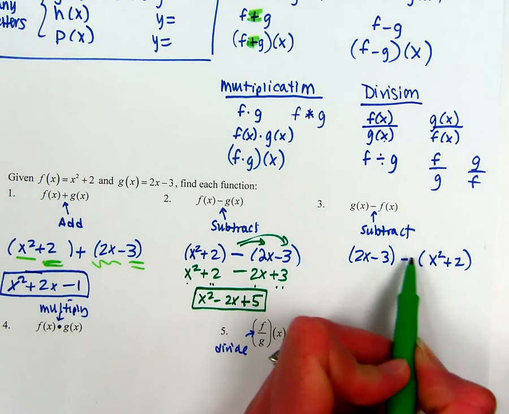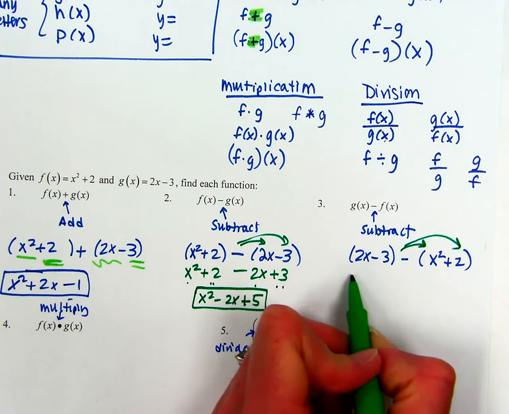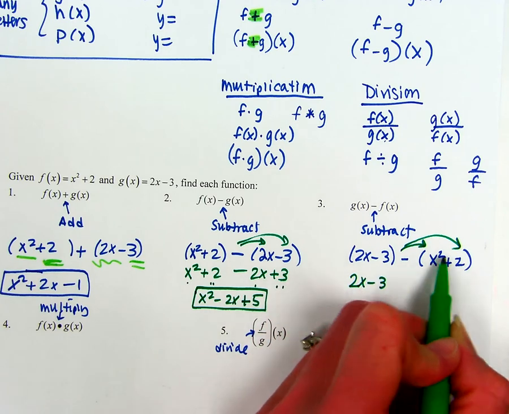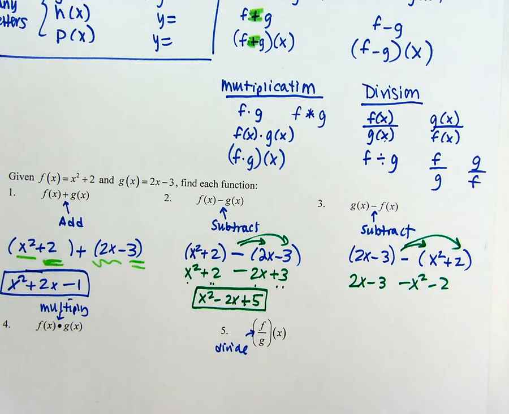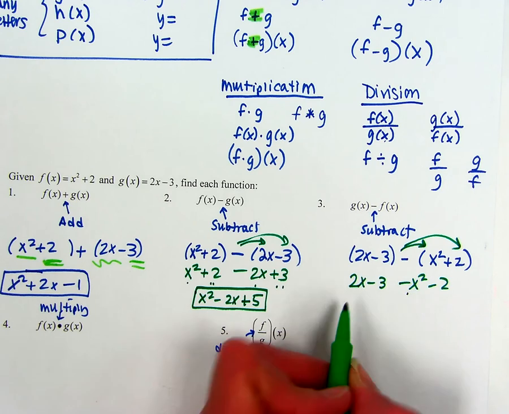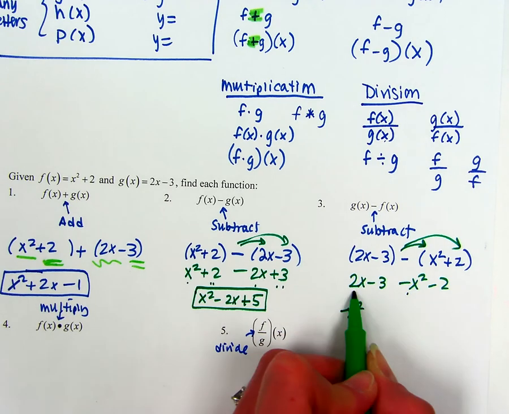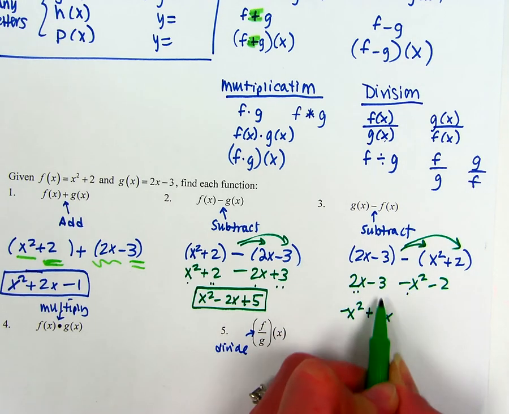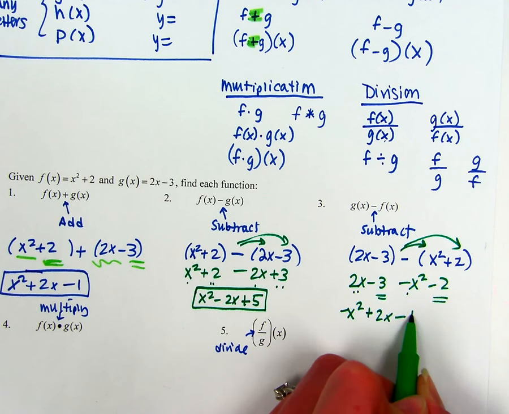All right, and then this one I want to distribute. So I've got 2x minus 3 minus x squared minus 2. So again, you add like terms. So x squared goes first, so we have negative x squared, then we have 2x, and then we have negative 3 minus 2 is negative 5.